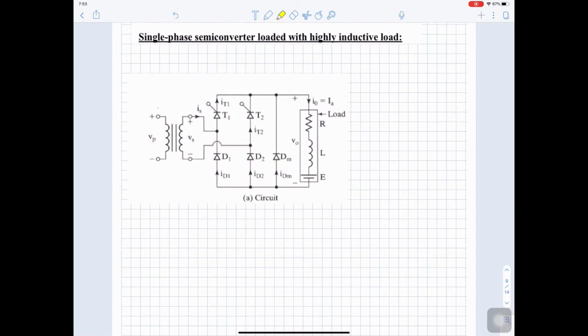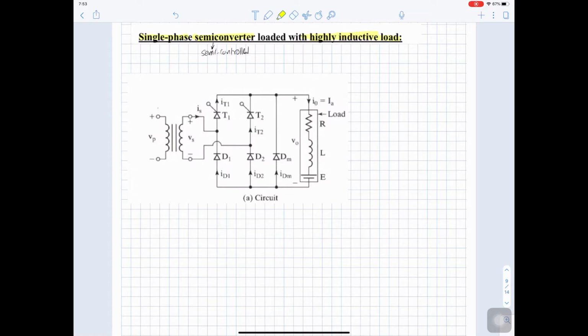So now we'll start the next circuit, which is the single phase semi-converter, or semi-controlled bridge, loaded with a highly inductive load or RLE.